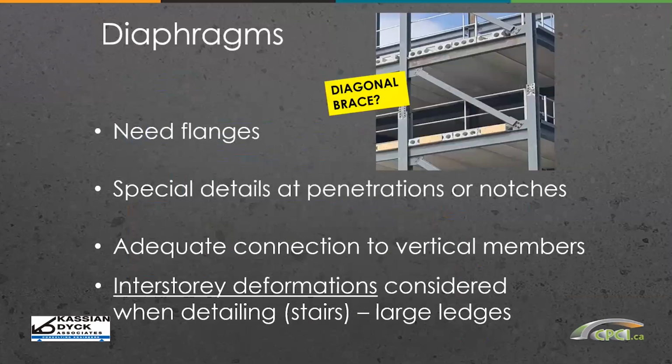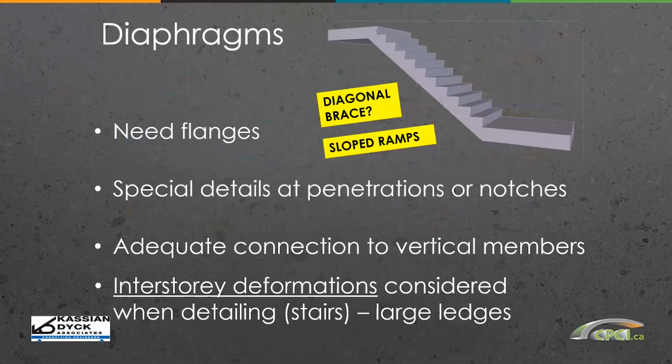So we know if we have a diagonal brace in a structure, that becomes part of the lateral load resisting system. The lateral loads are going into that brace, in this case a steel brace with a building utilizing hollow core floors. But the same happens when we have precast stairs.